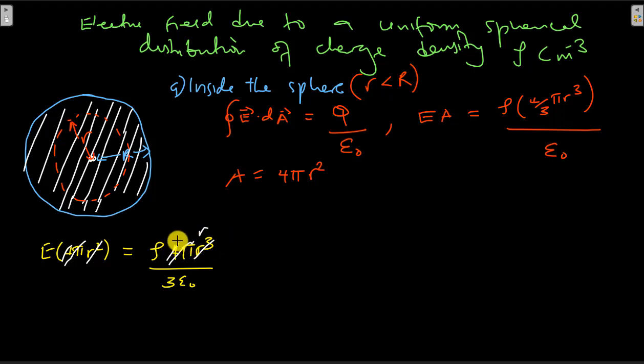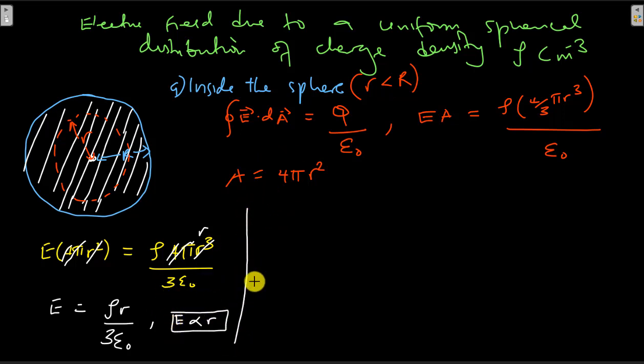So we have the electric field. The electric field inside the sphere is given by rho, the charge density, times the radius of the Gaussian surface divided by 3 epsilon naught. Notice that inside the sphere, the electric field intensity is directly proportional to the distance from the center.